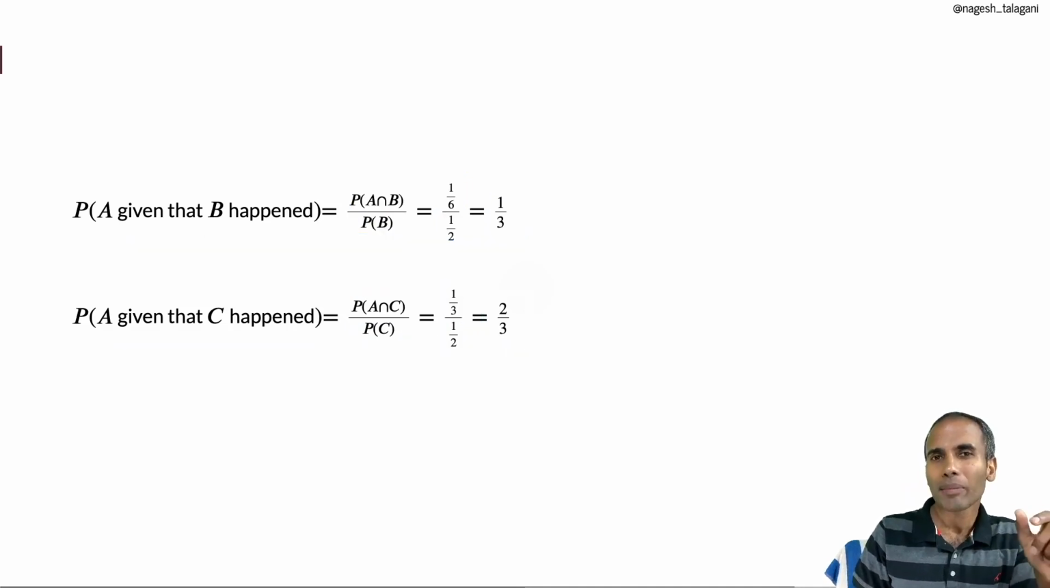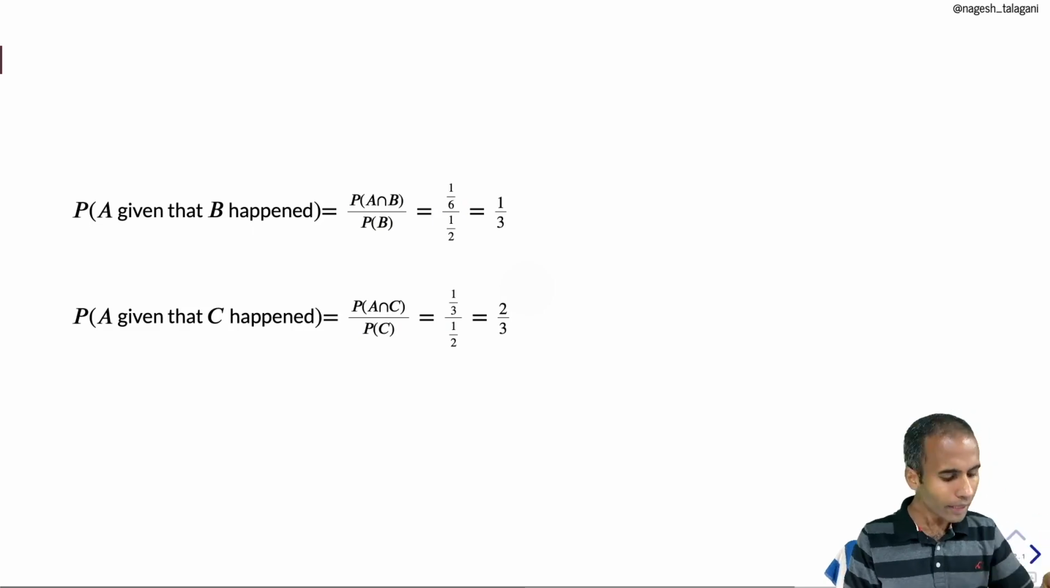Now let us check mathematically that this updating rule is indeed a probability measure.